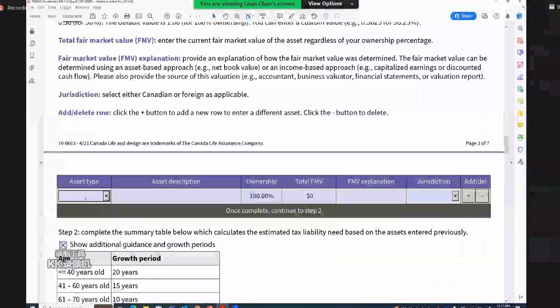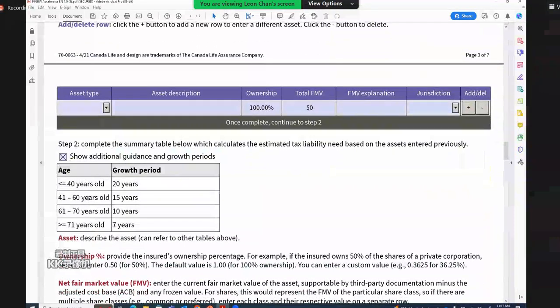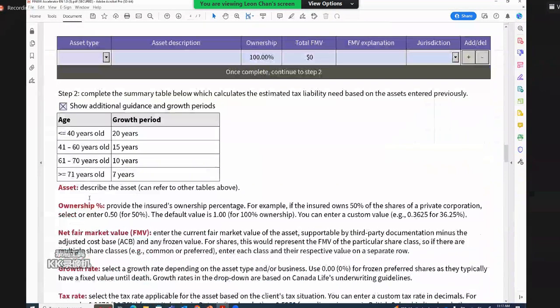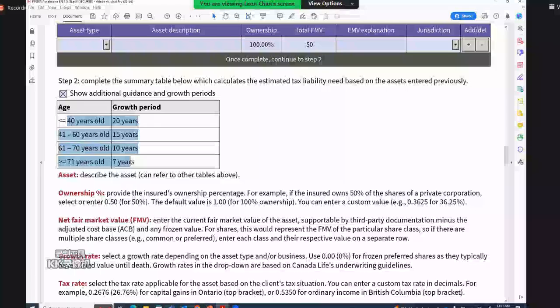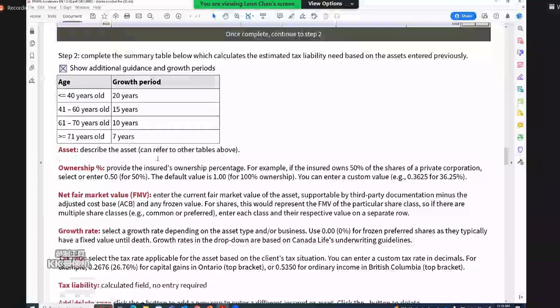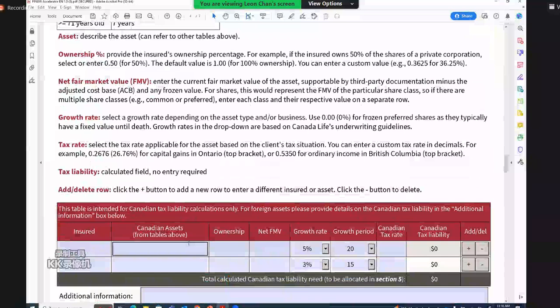And then really understanding asset growth, right? So looking down here, when we're scrolling down, now that we've put down that information, what are the number of years that are usually allowed for that growth, right? So let's just use one corporation. Let's say he has one operating company and it's 100%. And we're looking at the net fair market value here, right?